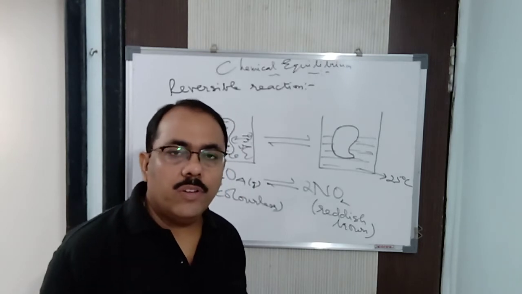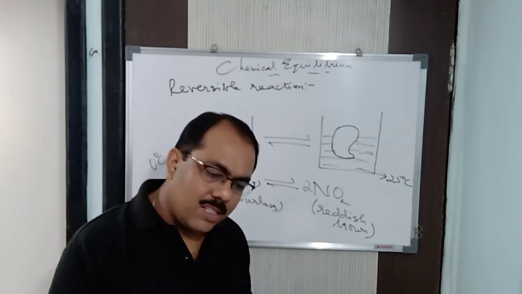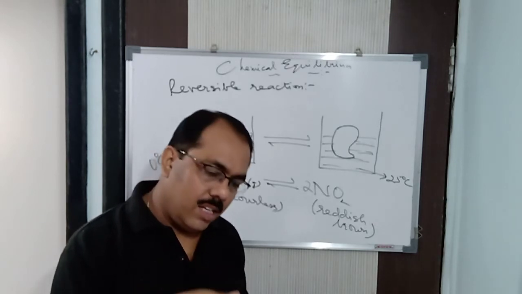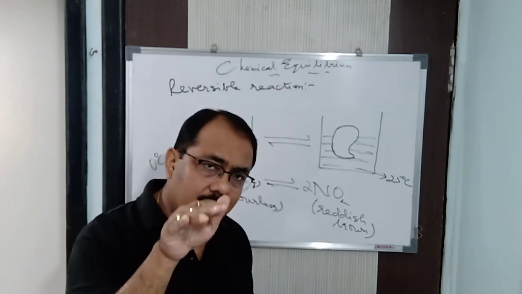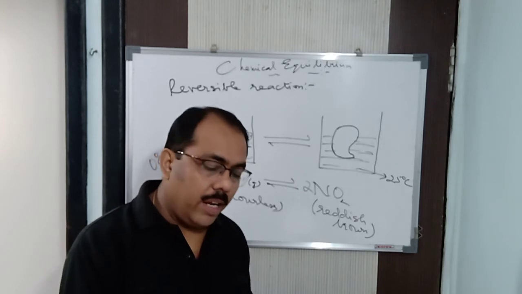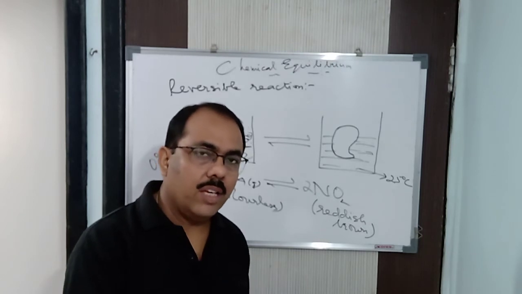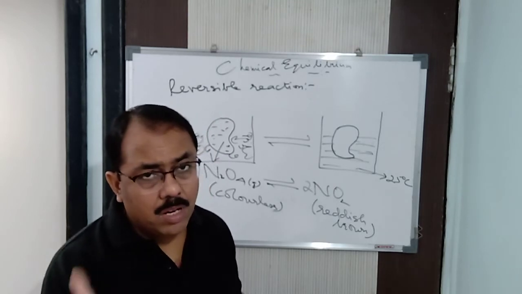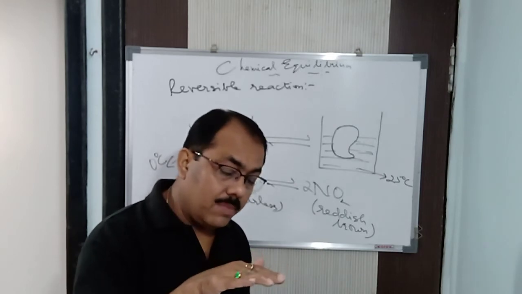Now after some time you will find that the color is neither so dark nor so pale. The color becomes constant. Initially from colorless it changes to dark reddish brown, then the dark reddish brown color slowly fades away. It becomes a little colorless, again a little reddish brown, again fades away. Then after a particular point of time, the color becomes constant, neither darker nor paler.